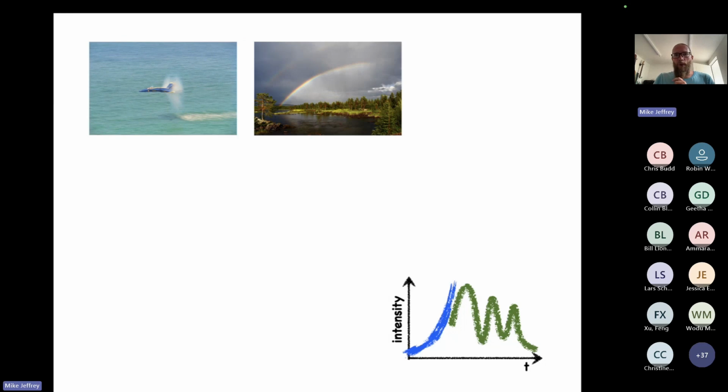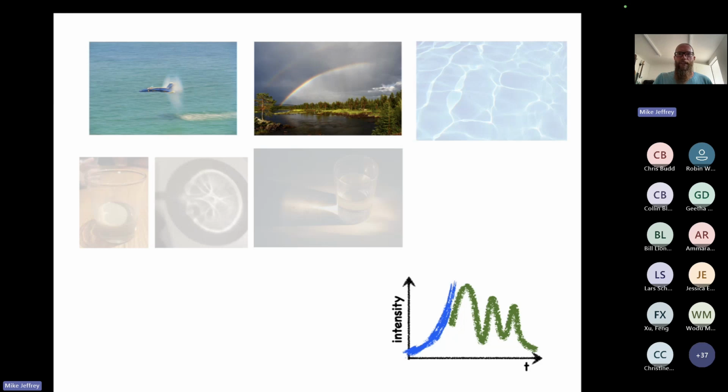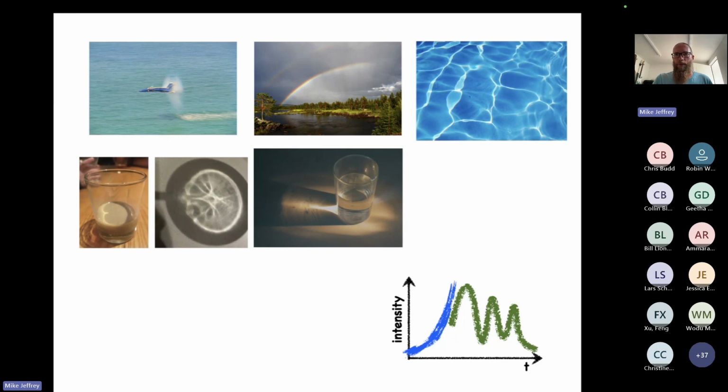And you don't have to wait for a sunny, rainy day or a plane flying by at supersonic speeds to see these things. You'll see them, as I said, on rippling swimming pools. It's exactly the same effect that creates those bright streaks. You can see them.